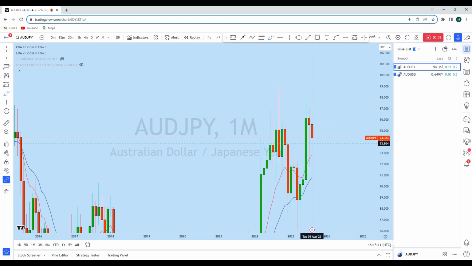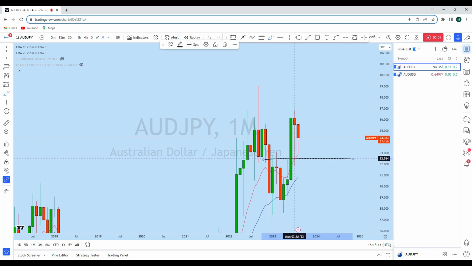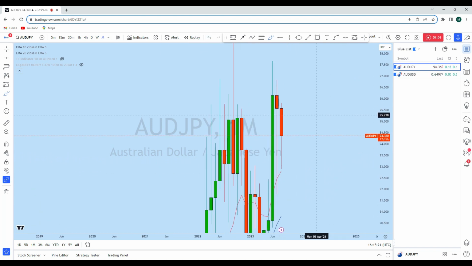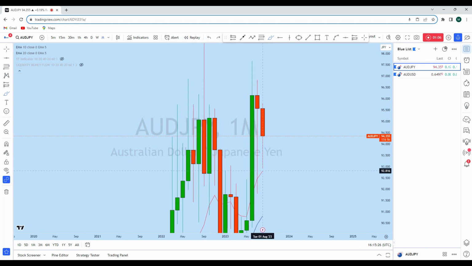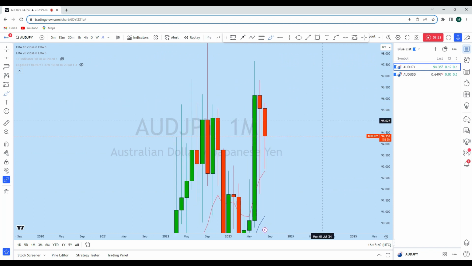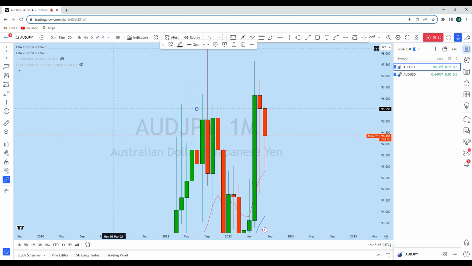Now, this doji in fact tested this important monthly previous resistance turned support here, and as a result this month, once the market opened, Aussie yen came down, tested the lower wick of this monthly doji, and again we saw that rejection creating a series of higher lows. That means that Aussie yen bulls are getting stronger, and we could see that slowly the price is breaking this monthly high to create a new higher high. At least we can expect Aussie yen now to go ahead and test this monthly resistance level.